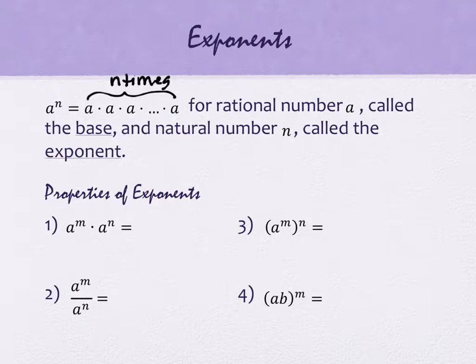So does anybody remember what happens when you have a to the m times a to the n? You get a to the m plus n. All right, so you add exponents, and that is correct. So good remembrance. We add the exponents together. Number 2, if when we're multiplying bases, we add the exponents, what do you think happens when we're dividing them? You subtract. So this is a to the m minus n.